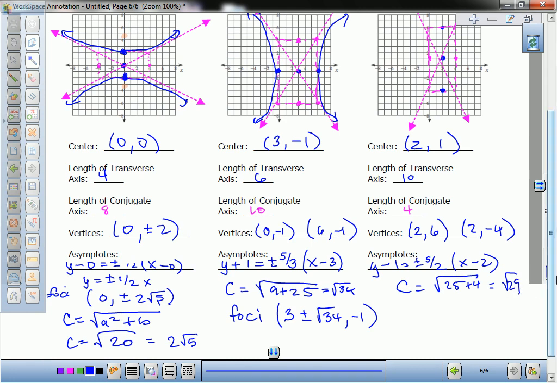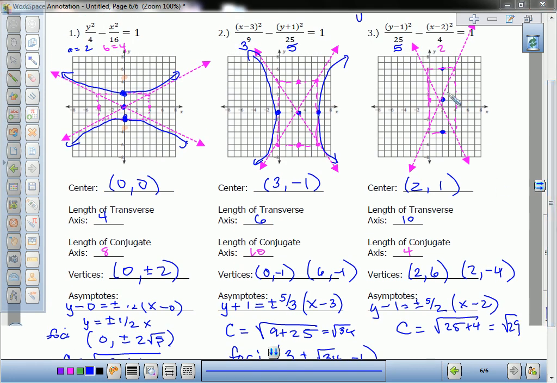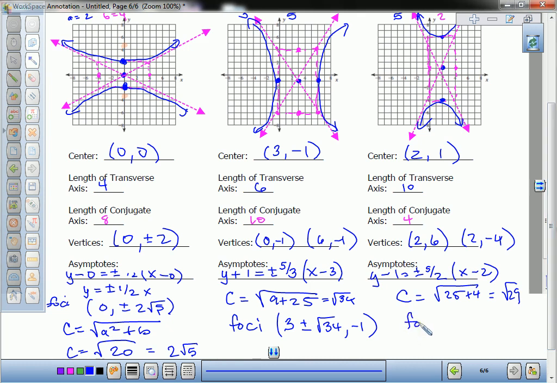And do I add that c to the x or to the y to get the foci? The y, because this one opens up and down. So the foci have to be moved out up here somewhere. So we're going to find our foci, now that we have c, we're going to add and subtract that to the y. And there is our foci.